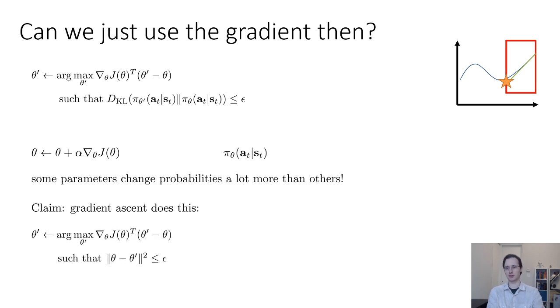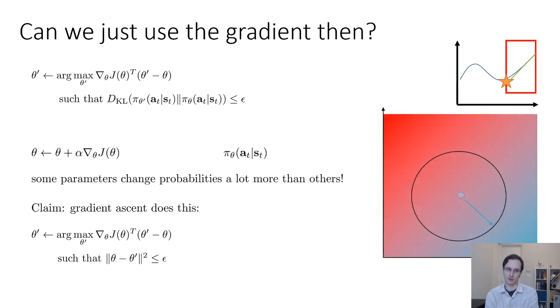But what does gradient ascent do? Well, my claim is that gradient ascent actually solves this constraint optimization problem, which is very similar to our original one. So the difference is that our original constraint optimization problem had grad J theta times theta prime minus theta as its objective, but the constraint was the KL divergence between pi theta prime and pi theta. In gradient ascent, the constraint is the squared Euclidean distance between theta prime and theta. So the original problem asks for theta prime to result in a policy whose distribution is close to the policy pi theta. Gradient ascent instead produces parameters that are close to the parameters theta.